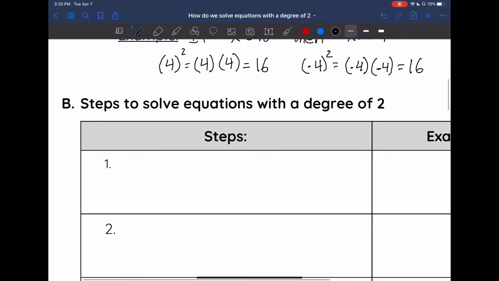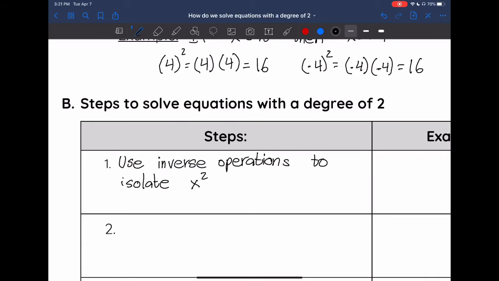So let's talk about what steps we need to follow in order to solve equations with a degree of 2. Our first step: I need to use inverse operations to get my x squared alone. So we'll use inverse operations to isolate x squared. This is the same as what we would normally do if we just had an x.